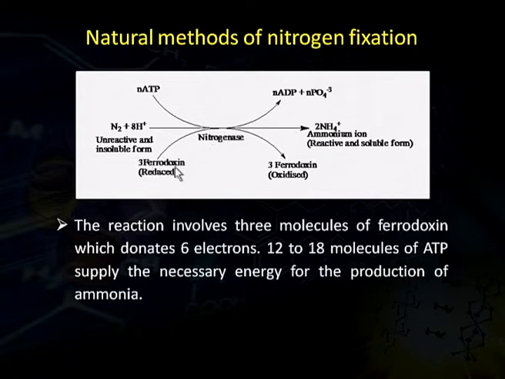Here 3 ferredoxin, the reduced form, converts to ferredoxin, which is the oxidized form. That means the ferredoxin is being oxidized, that means it is losing electrons, and this reaction involves 3 molecules of ferredoxin which donate 6 electrons, and here ATP is also consumed because energy is required in this process. Here 12 to 18 molecules of ATP are consumed to supply energy and this ATP is converted to ADP.